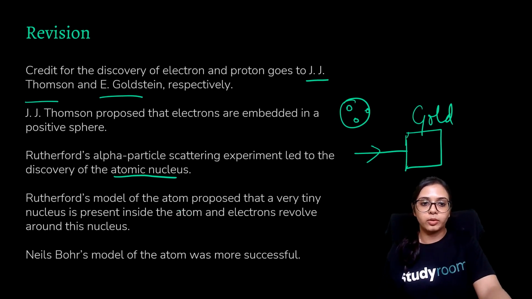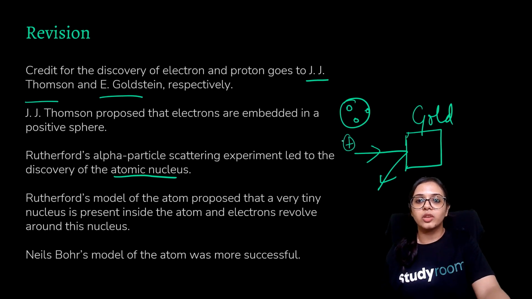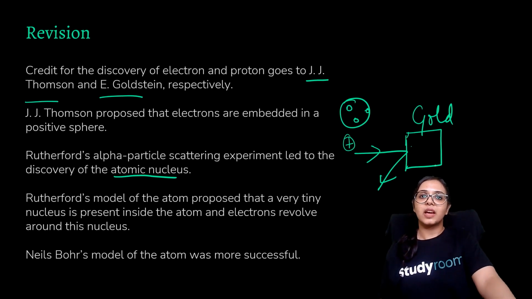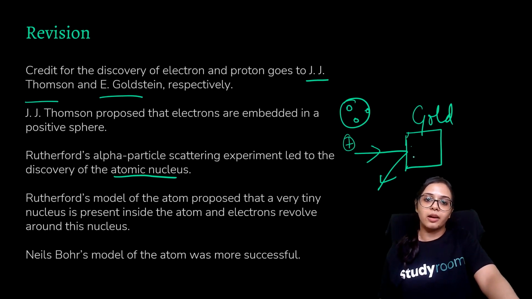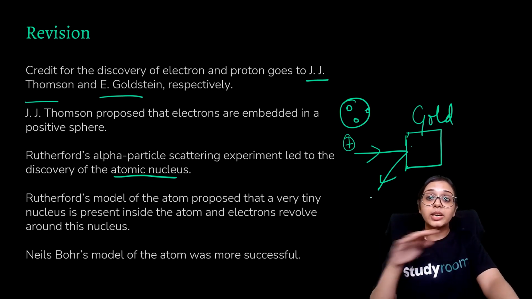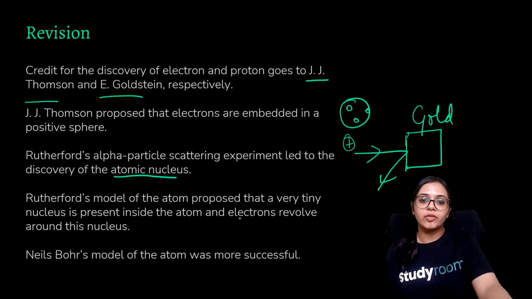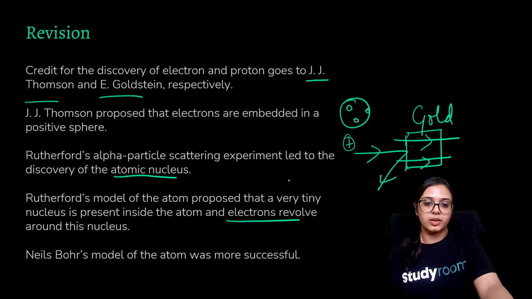Rutherford's model of the atom proposed that a very tiny nucleus is present inside the atom and electrons revolve around this nucleus, because some particles, if you may remember, directly rebounded, and since the helium ions were positively charged, he concluded that atoms must have a concentration of positive charge at the center, at the nucleus. That is why they deflected, they directly rebounded. And he safely assumed that most of the alpha particles were able to pass straight through, so he concluded that electrons revolve around the nucleus.